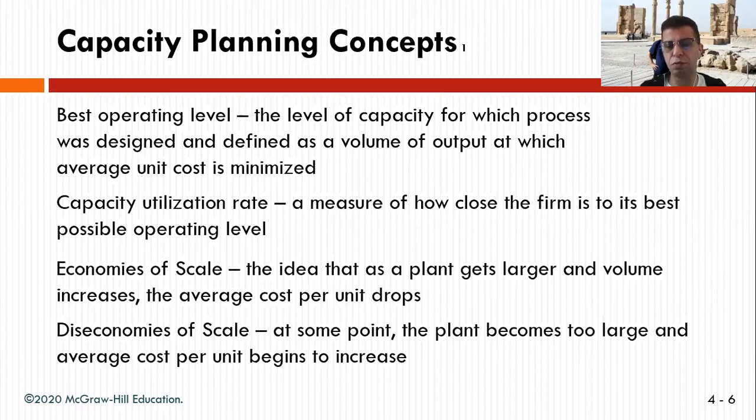And then if you have 100%, for example, if the factory can make 100 units, then it means that you are at 100% capacity. So you have heard of the word economies of scale, which is the idea that as a plant gets larger and the volume increases, the average cost per unit drops.